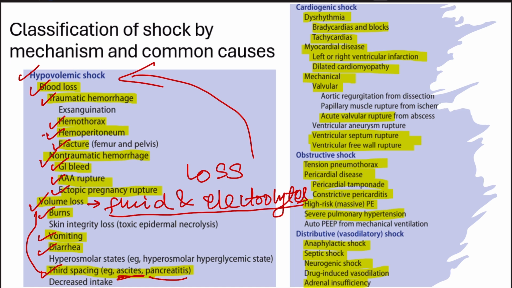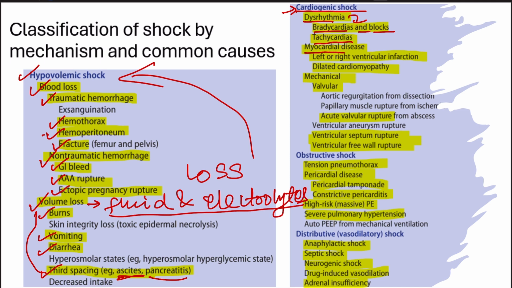Now coming to the next category, that is cardiogenic shock. It can be due to arrhythmias, which include bradycardias and blocks. When there is bradycardia or block, the heart will be pumping slowly, so it will not meet the metabolic demand of the tissues. Or else it can be tachycardia, where the heart takes such a short duration of time to beat that only a very little amount of blood is coming out of the heart. So this will also lead to cardiogenic shock.